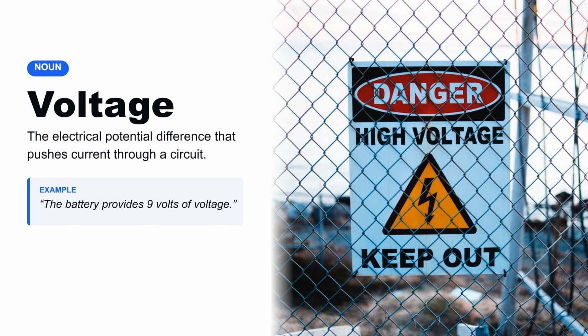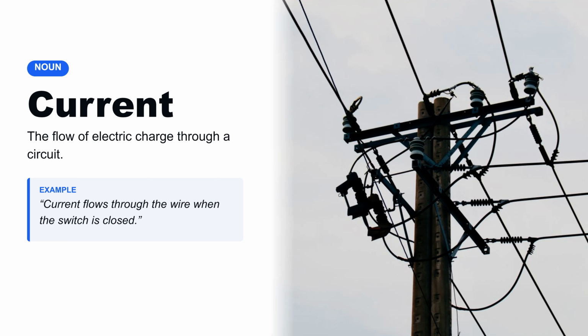Circuit. A complete path through which electric current can flow. The circuit must be complete for the bulb to light. Voltage. The electrical potential difference that pushes current through a circuit. The battery provides 9 volts of voltage. Current. The flow of electric charge through a circuit. Current flows through the wire when the switch is closed.